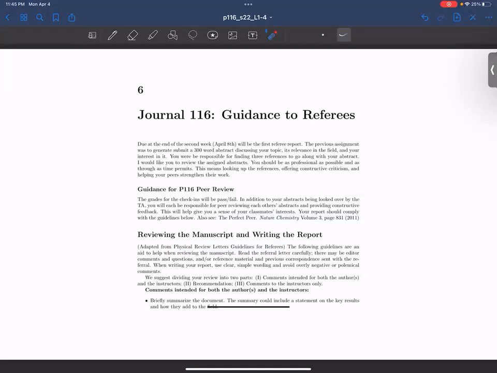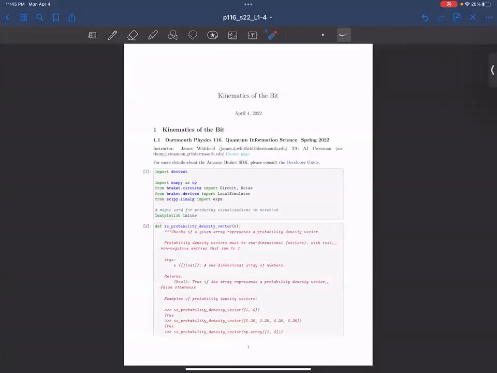Okay. The second thing that I wanted to announce at the start of class is that the last time we went through the kinematics of the bit, we'll review that momentarily, but on the website, there is a PDF that has the kinematics of the bit where we've implemented all the main concepts that we discussed using NumPy, and we'll eventually move on to using Braket as well, and that'll be in tomorrow's lab.